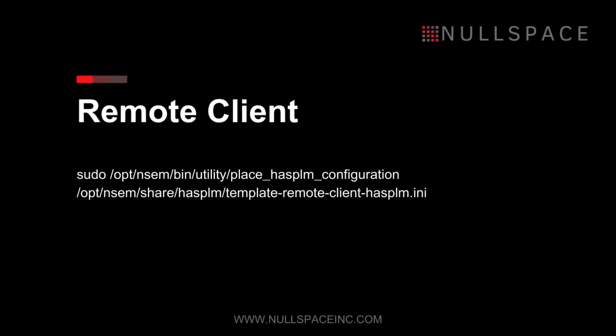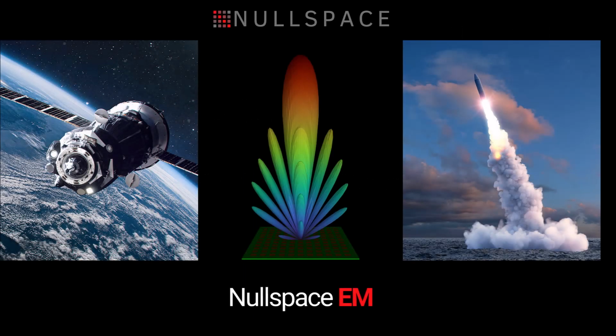A remote client does not expose licenses installed in the local machine to other remote clients. However, it retains the ability to search remotely for licenses using a broadcast search. To configure a machine as a remote client, execute the following command. For further reference, this full set of installation instructions is available in the installation.txt of your Nullspace EM simulation bundle.